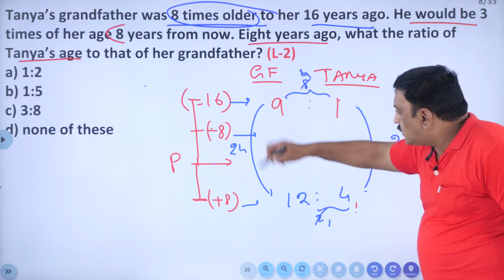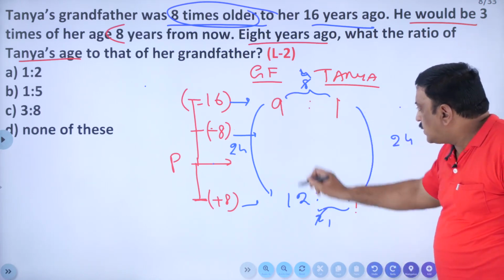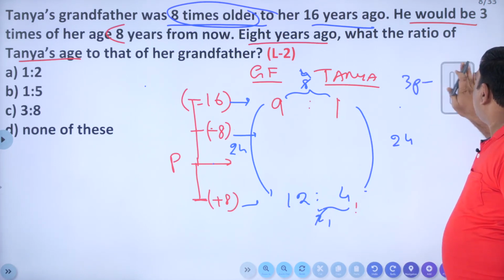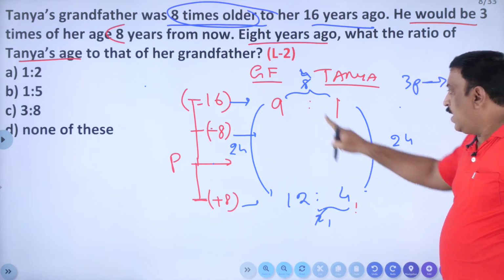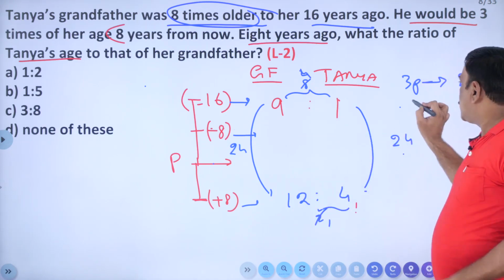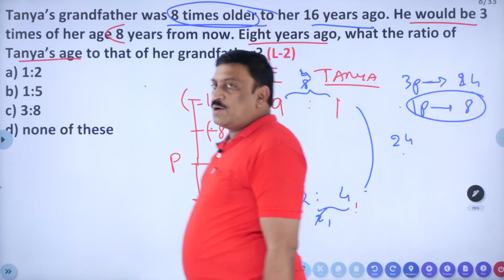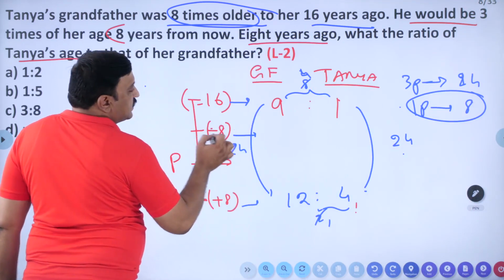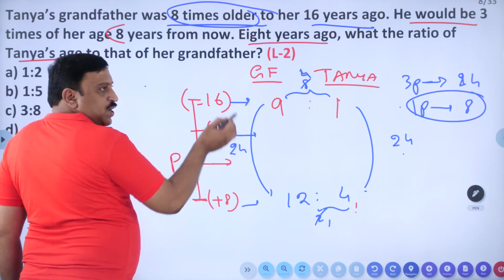Because here it is 24 years and this is 3 parts. 3 parts equivalent to how much? 24 years. This 3 parts equal to 24 years means 1 part equal to how many years? 8 years. 1 part equal to 8 years. But where is our question? The question is, it is 8 years ago. From here, it is one part, it is future, means add.